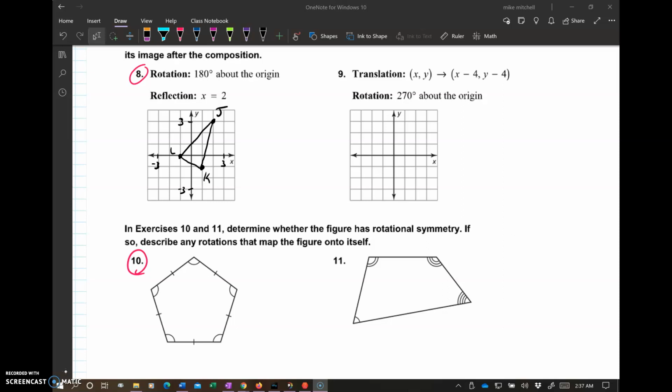So on this one, determine whether the figure has rotational symmetry. If so, describe any rotations that map the figure onto itself. Okay, so on this one, I'm going to think my lines of symmetry. I can think this one, vertex through that. And then I've got this one. I should have 5 of these on here.